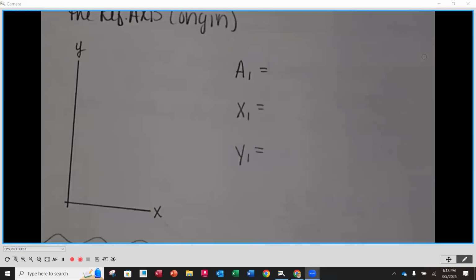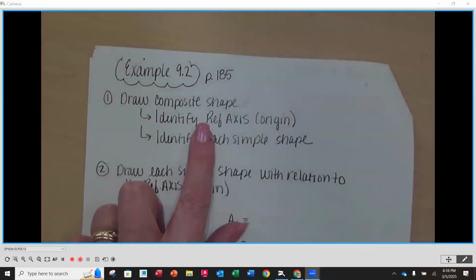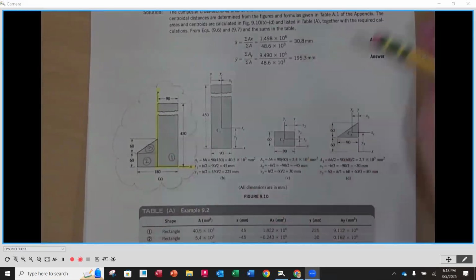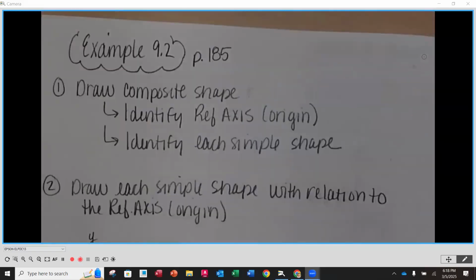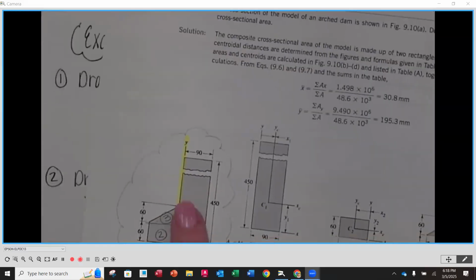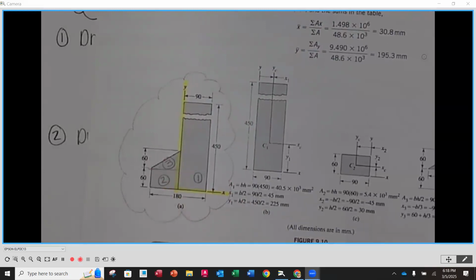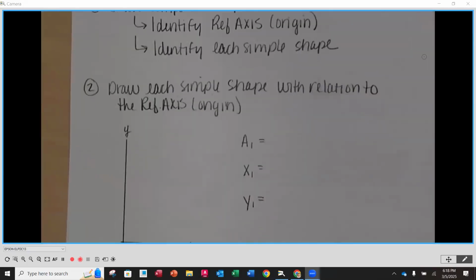So I'm going to go to our guided notes, and it says here, draw the composite shape. Again, it's already identified. You don't have to redraw it here. We're just going to use the figure that we have in the problem statement on page 185, okay? And then it wants us to identify each of the simple shapes, which we already have. Shape number one is the tall rectangle, the 90 by 450. Number two is the 60 by 90. And then shape number three is the 90 by 60 triangle, okay?